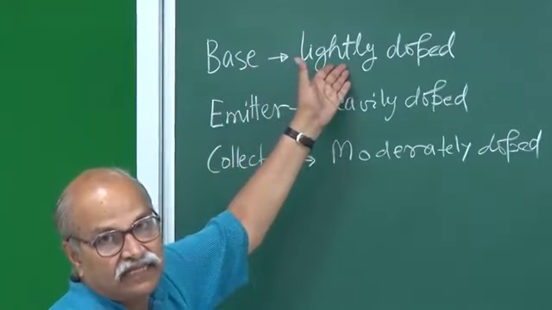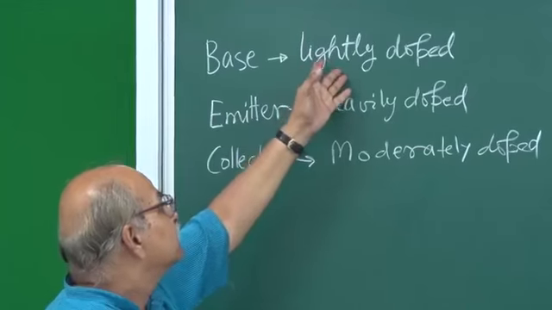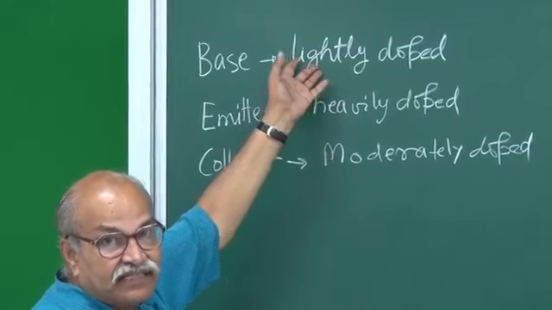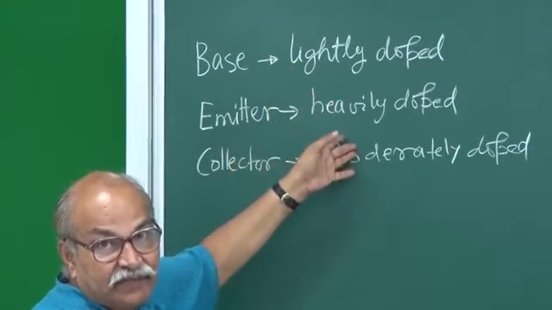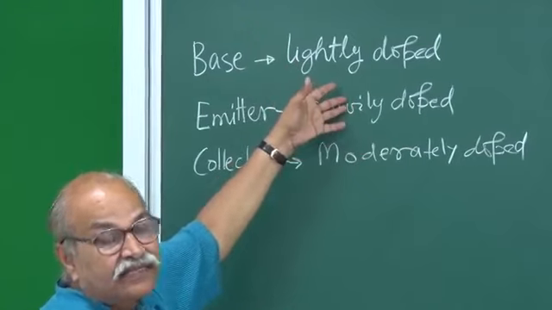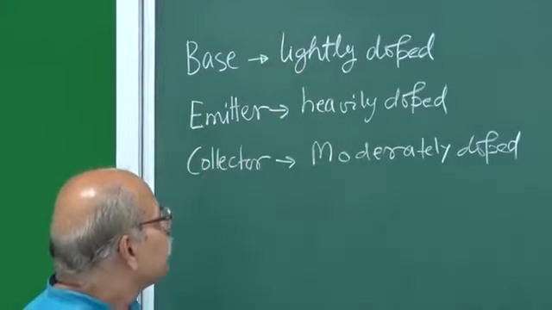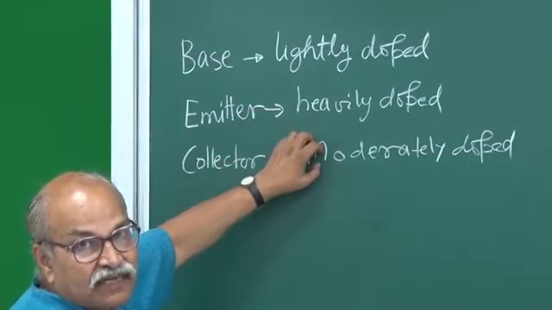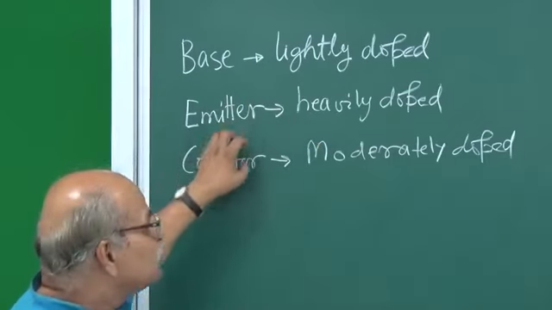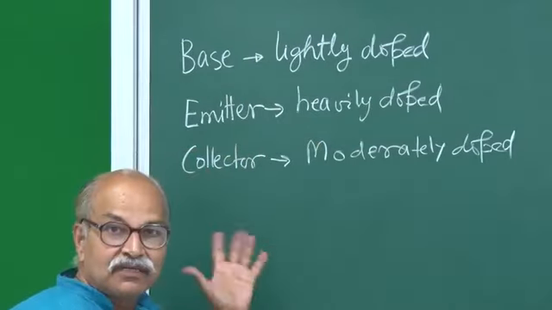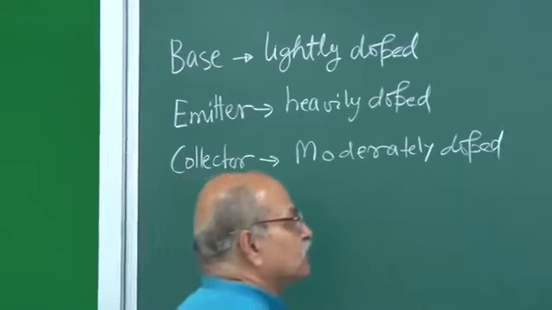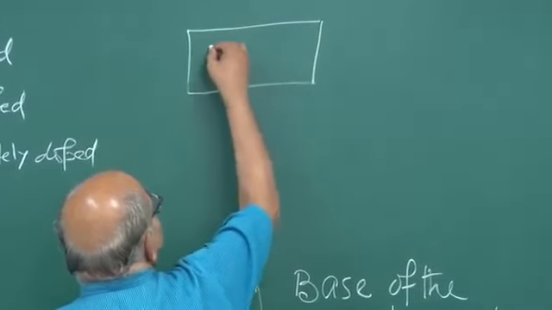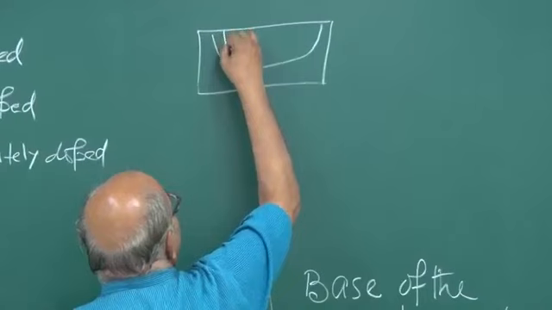So doping concentrations are different for these three. The base is very lightly doped. The concentration of impurities in the base will be, say, 5 to 10% of that in the emitter, and the collector will be a little less than that. Therefore you cannot interchange emitter and collector, because their doping levels are different, although on a diagram it may look like both are the same.